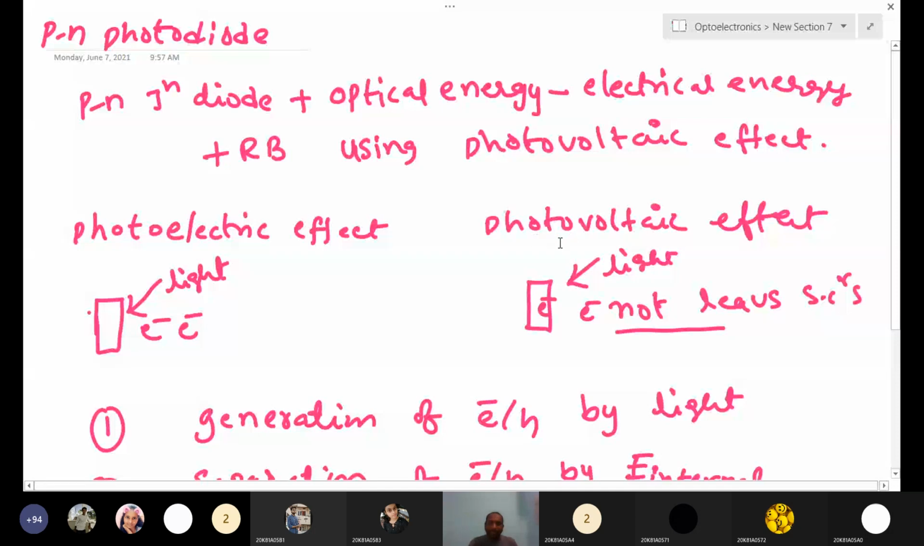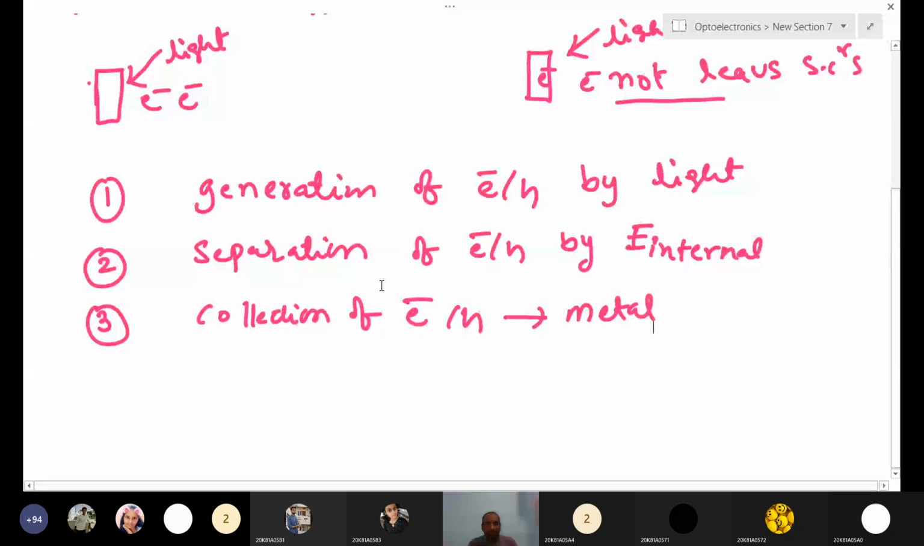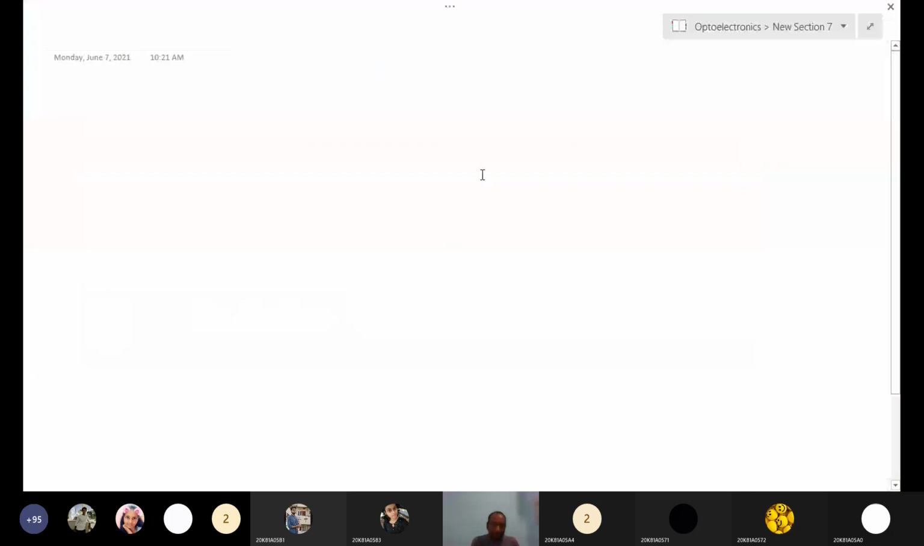And after that, the generated electron-hole pairs will be separated by the internal electric field, and these separated electrons and holes will be collected by metal contacts. Okay, this is the simple working of a photodiode. Yesterday we also discussed this, so I will quickly go through it, because we have many things to discuss.